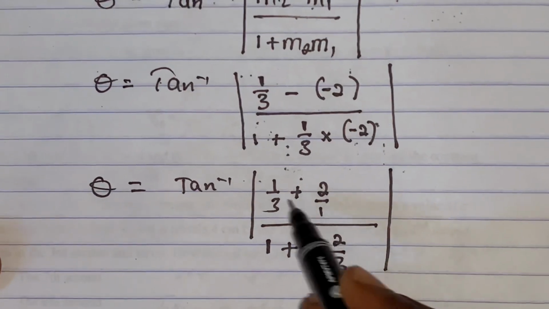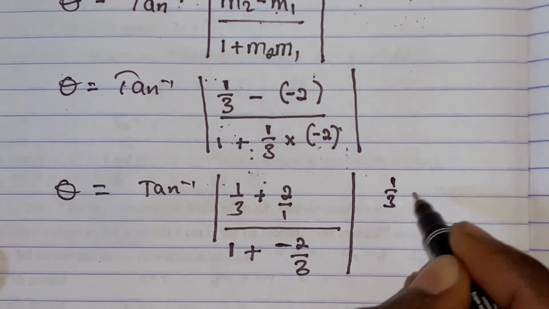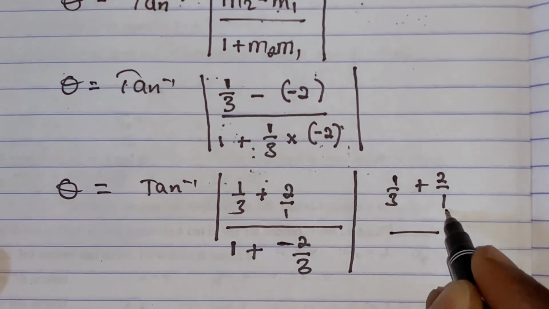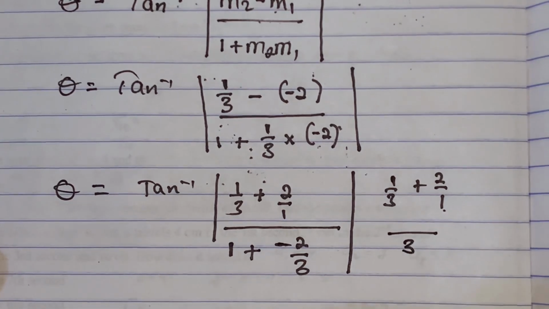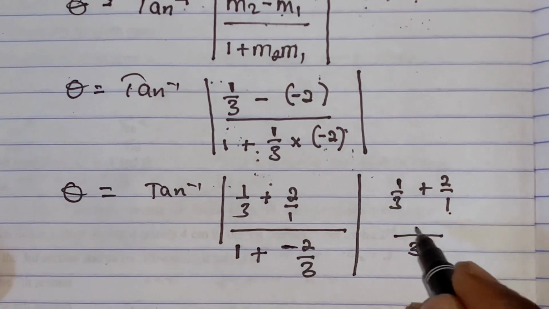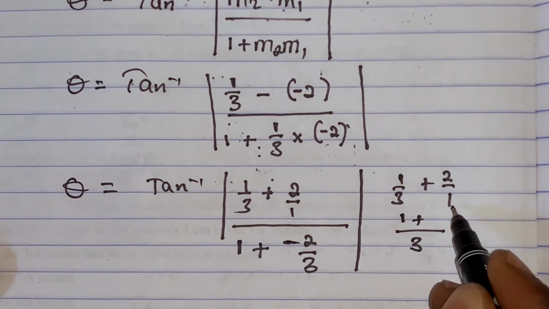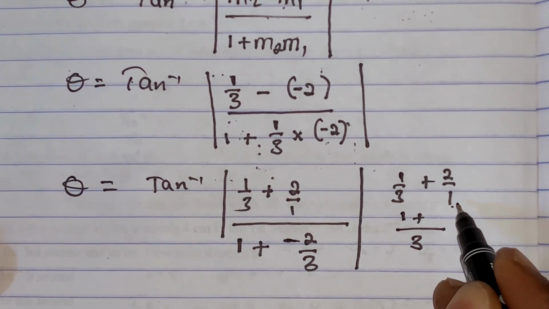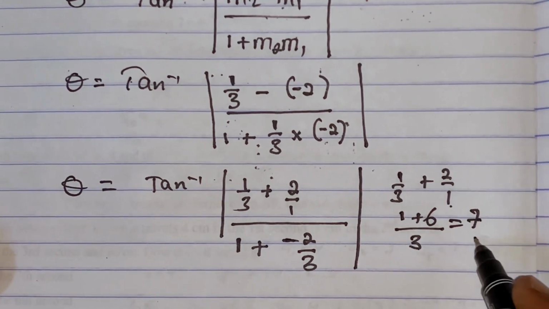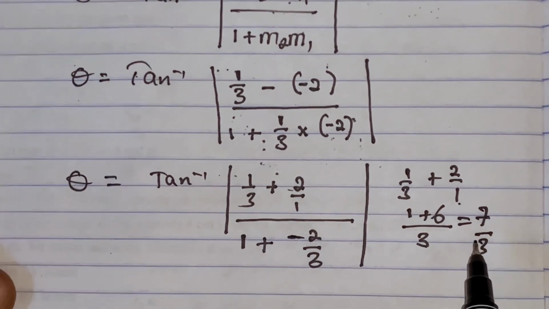So now let's take the LCM of this numerator. We have 1 divided by 3 plus 2 divided by 1. The LCM would be 3 multiplied by 1, which is 3. Then 3 divided by 3, that is 1, then multiplied by 1, that is 1. Plus 3 divided by 1, that is 3, then that 3 multiplied by 2, which is 6. This gives us 7 divided by 3. So instead of all this, we can put 7 divided by 3.